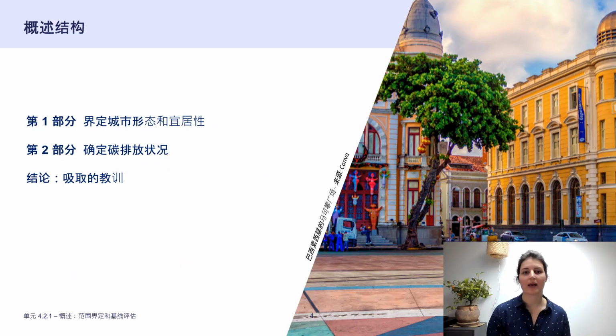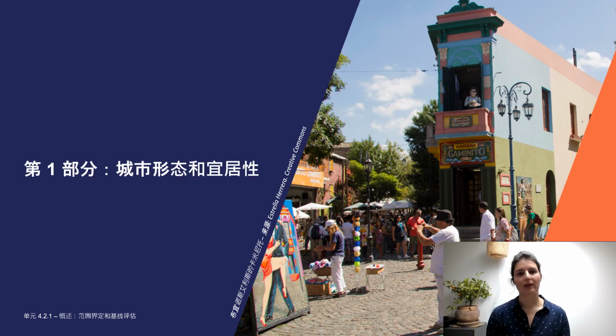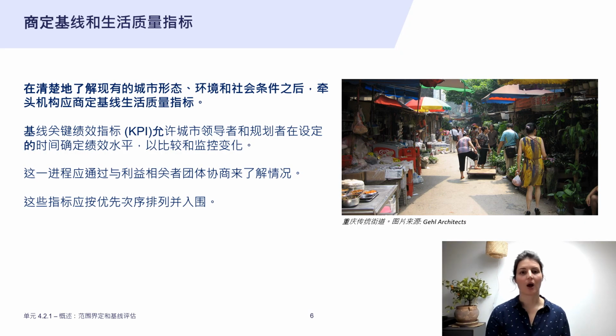This overview unit has two parts. Part 1 focuses on scoping urban form and livability. The second part focuses on scoping in terms of carbon emission profile. In Part 1, Scoping Urban Form and Livability, we'll be looking at different types of assessments that can be undertaken. With a clear comprehension of the existing urban form, environmental and social conditions, the lead agency should agree on quality of life indicators and their baseline.